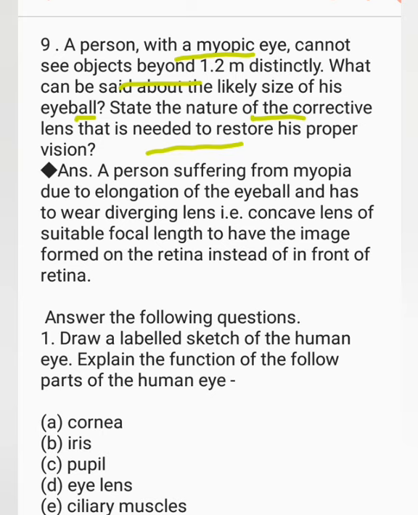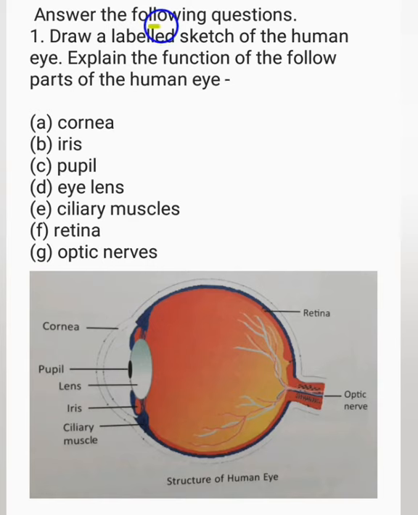The answer: a person suffering from myopia due to elongation of the eyeball has to wear a diverging lens, that is a concave lens of suitable focal length, to have the image formed on the retina instead of in front of the retina. Answer the following questions. Draw a labeled sketch of the human eye. Explain the function of the following parts of the human eye: cornea, iris, pupil, eye lens, ciliary muscles, retina, and optic nerves.